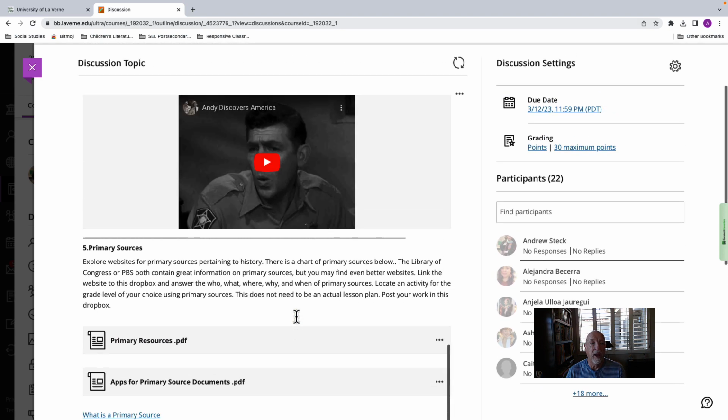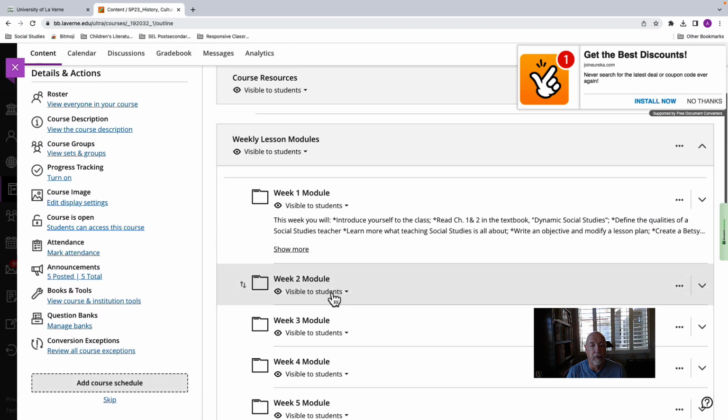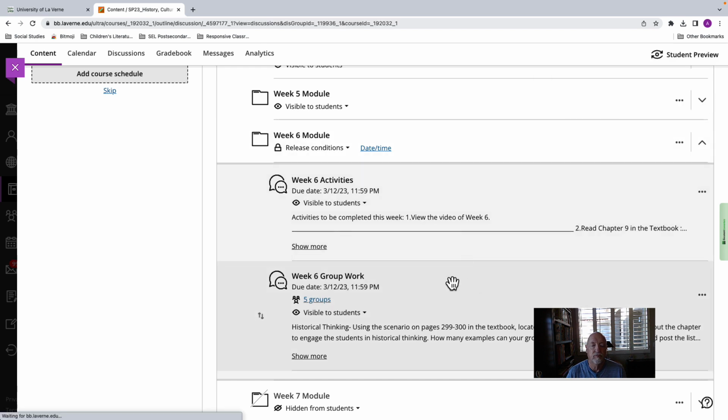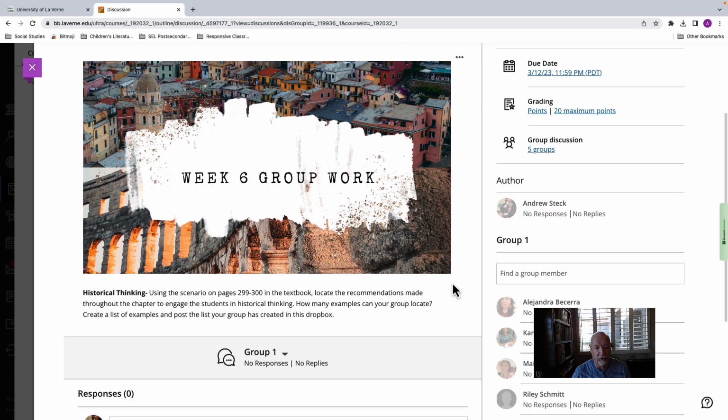All right, one other activity for group work. This was your independent work. I'm going to click out of the independent work and go to the group work. This is your group work this week. You're going to think about historical thinking using the scenario on pages 299 to 300 in the textbook.